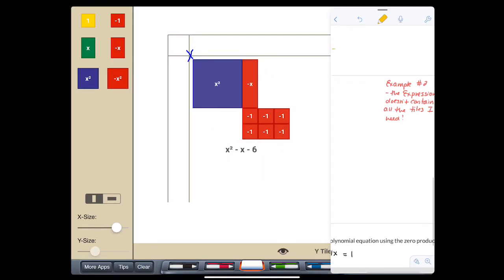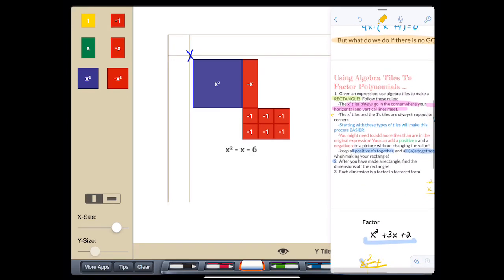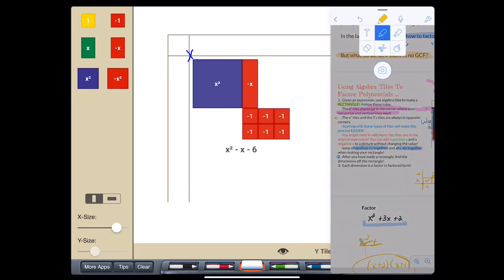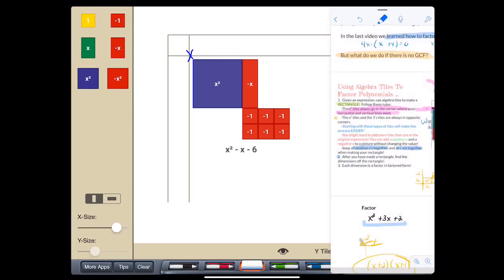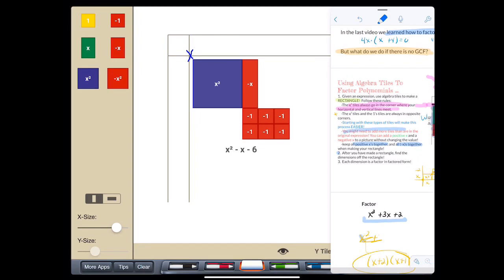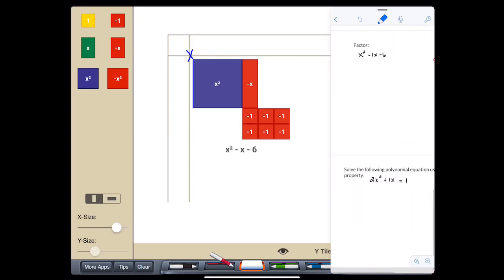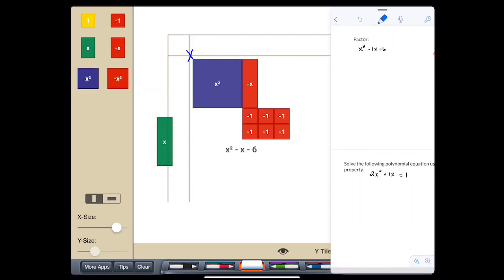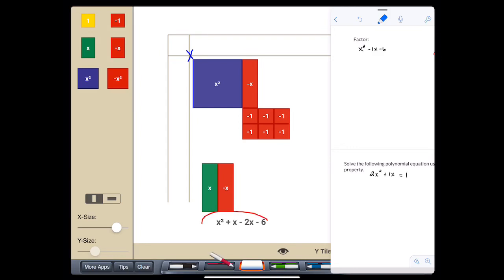Now the idea here, as it was stated in our notes, is we might need to add positive and negative x's to our picture. So what I want you to notice is that right now the area that I have is x squared minus 1x minus 6. On my picture though, if I put a positive x over here and a negative x over here, my area doesn't change. When I simplify this, I still get x squared minus x minus 6.